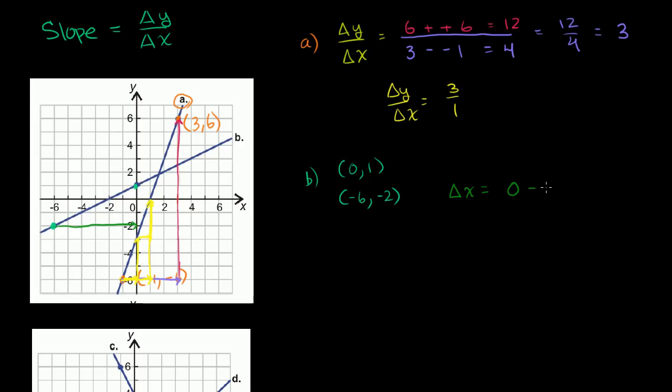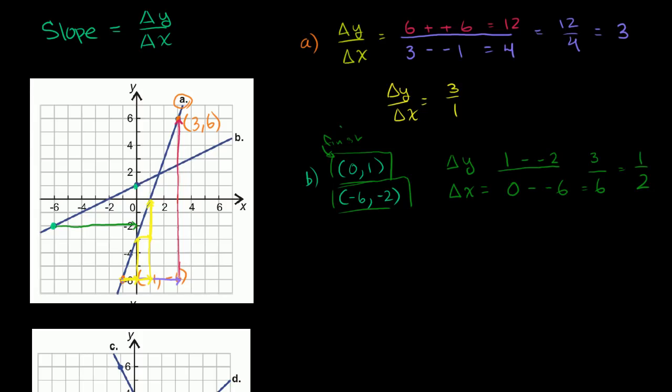0 minus -6. So when your change in x is equal to 6, what is our change in y? And remember, we're taking this as our finishing position. That's our finishing position. This is our starting position. So we took 0 minus -6. So then on the y, we have to do 1 minus -2. So what's 1 minus -2? That's the same thing as 1 plus 2. That is equal to 3. So it is 3/6 or 1/2.